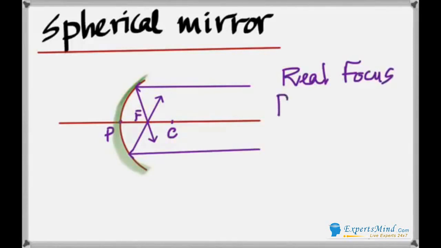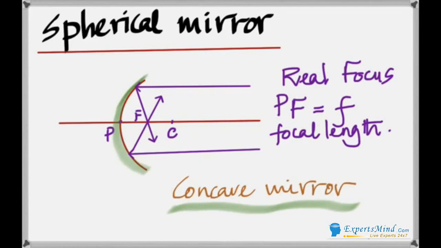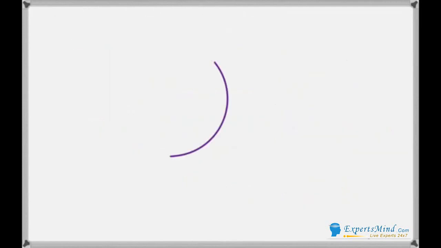That is what I'm trying to write now because it's very important. PF is the focal length. All distances are measured from the pole. So PF is the focal length. It is real for a concave mirror. Now, let's take a look at a convex mirror and see how it is different from this. All right, again you see what I do. Okay, that's a part of light.